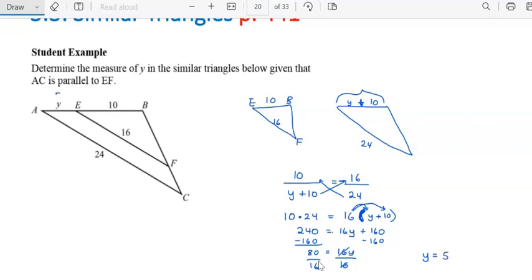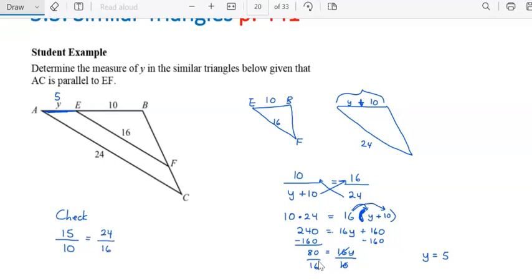So now we have it. Y is equal to 5. And so this whole length is actually 15. And we can again do a check if we wanted to make sure that this works out. So this whole side, 5 plus 10 is 15, over the smaller triangle is 10, is equal to the whole long side is 24, over the shorter side is 16.